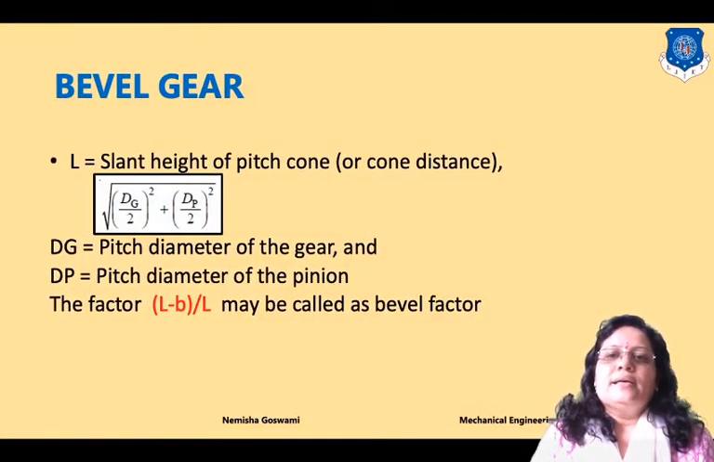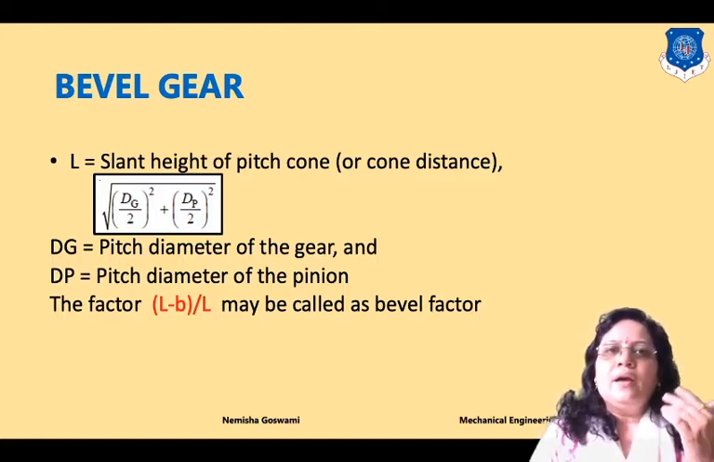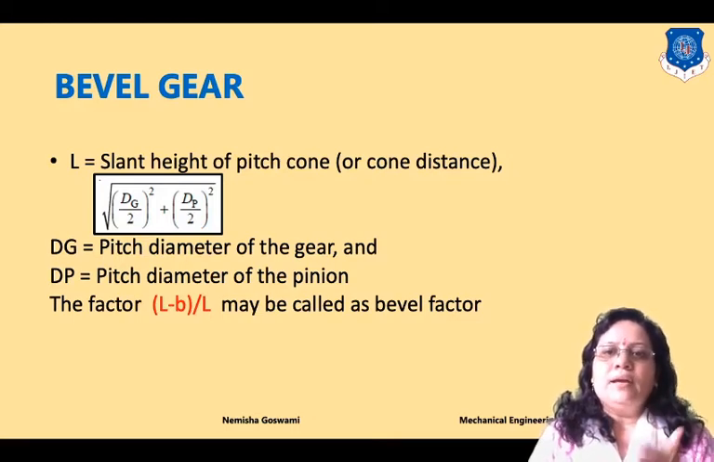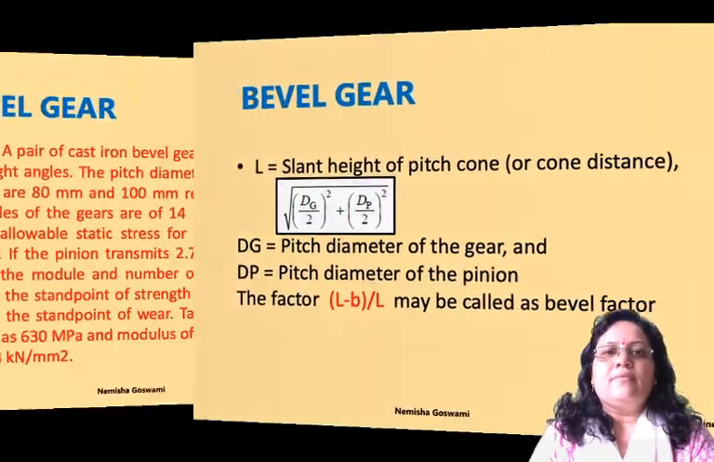Next is your slant height. So the slant height of the pitch cone, or you can say the cone distance, is given by under root of (dg by 2) whole square plus (dp by 2) whole square. So by using the diameter for pinion and diameter for gear, if both the diameters are given, you can find out the slant height. Here again dg indicates pitch diameter for gear. Similarly dp is pitch diameter for pinion, and the factor I have highlighted with red color, (L minus b) divided by L, is known as bevel factor. So these are the important terminology used in bevel gear.